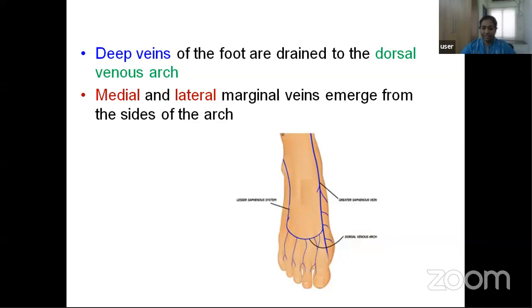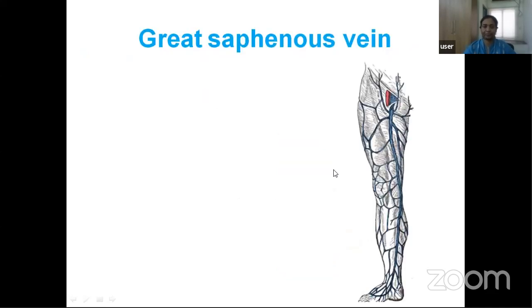Besides these veins, there are the medial and lateral marginal veins, which form the sides of the arch. If you see here, this is the dorsal venous arch present on the dorsum of the foot. Into this dorsal venous arch, the dorsal digital veins come and open, and besides that, the medial and the lateral marginal veins also open. All of this forms a venous arch called the dorsal venous arch.